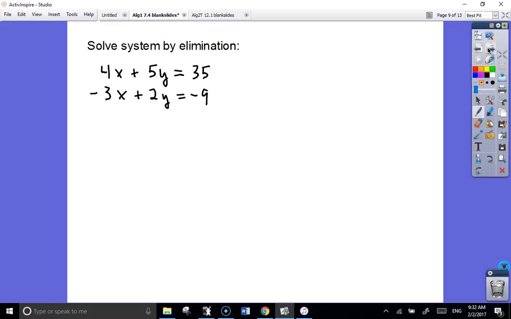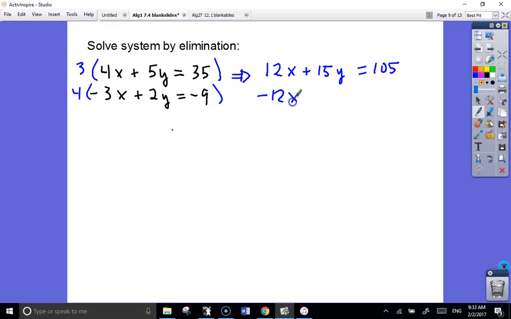So let me do that one. So I'm going to multiply the top one by 3 and the bottom one by 4. And I'm going to get an equivalent system, which is 12x plus 15y equals 105. Negative 12x plus 8y equals negative 36. Okay, now they're all set up so that if we add, we should cancel the x's.